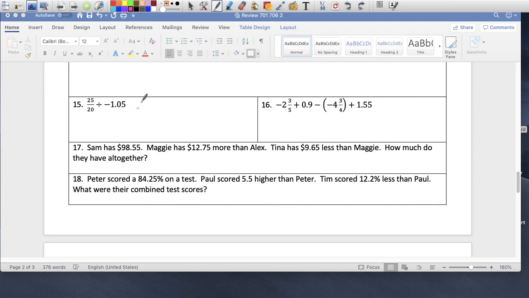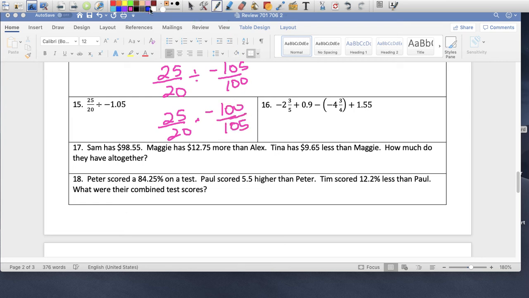Well, this one is pretty simple, right? So I can do that. It's 25 over 20. And I'm going to divide that by negative 105 over 100. I'll change that to a decimal. Right, 5 is in the hundreds place, and I just copy the number on top. Keep, change, and reciprocal.